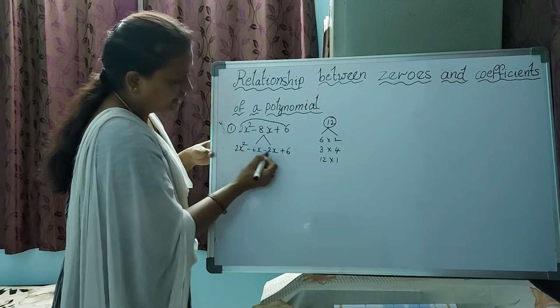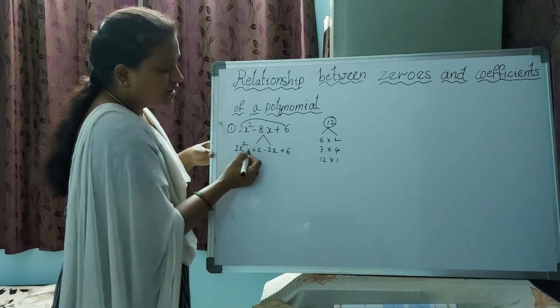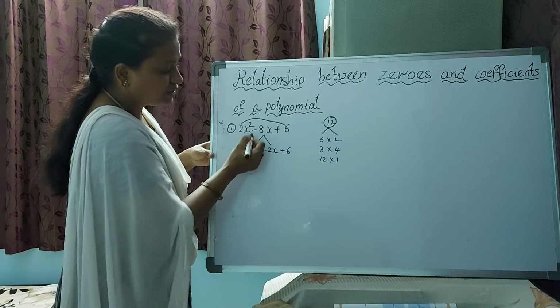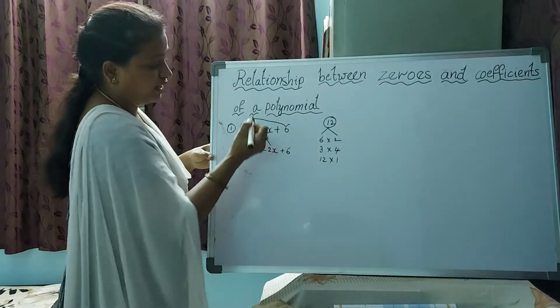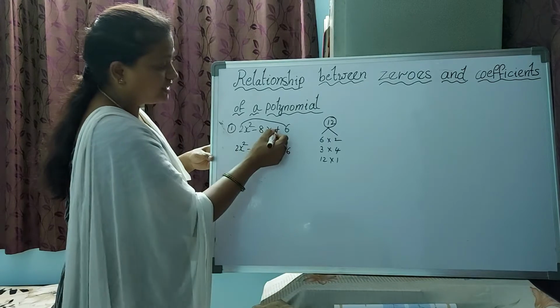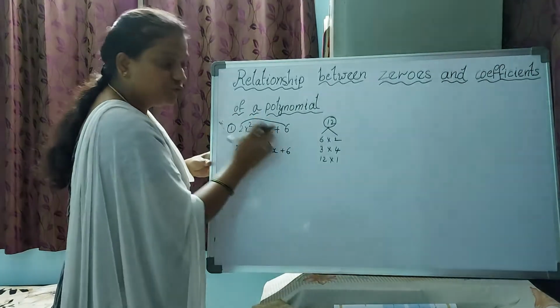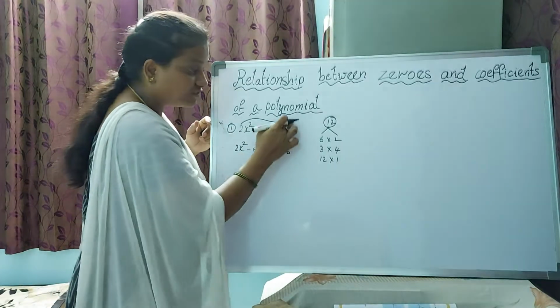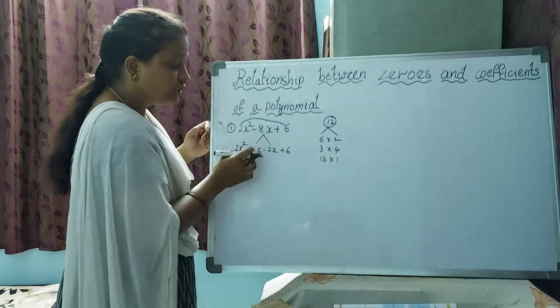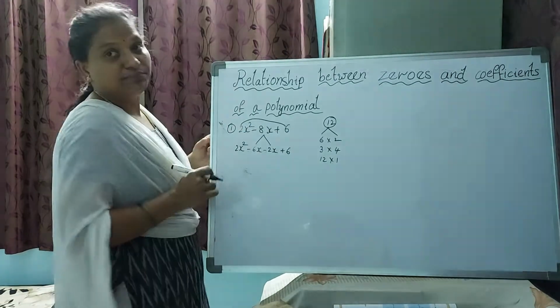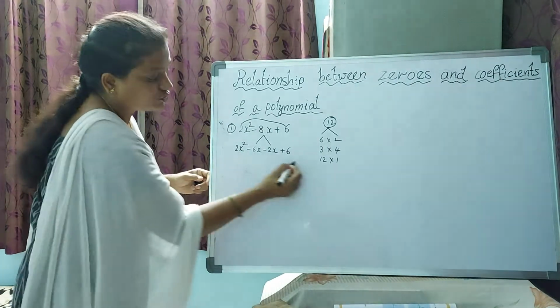If you add 6 and 2 to get 8, the sign before the bigger number is minus, that's why I kept minus. If you multiply, 6 twos are 12, so minus into minus is plus. If you multiply, it should satisfy the constant term with its sign. If you add, it should satisfy the middle term with its sign.